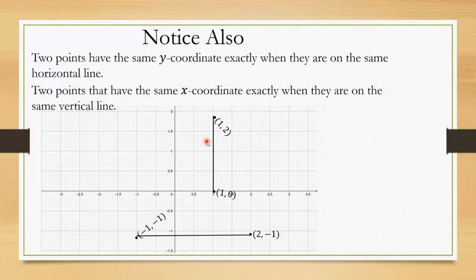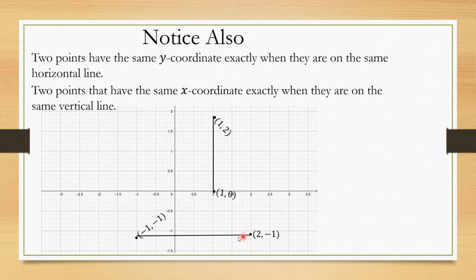This is something else I wanted to point out, and I thought it was also useful to know. If you have 2 different points, they have the same y coordinate exactly when they're on the same horizontal line. I'm trying to illustrate that here.